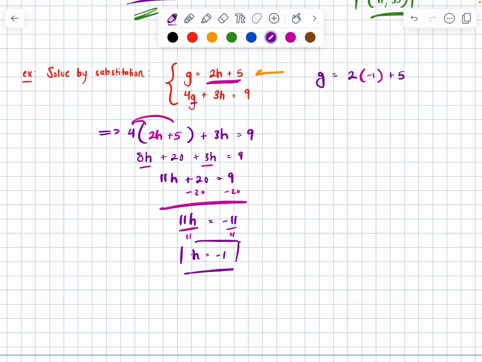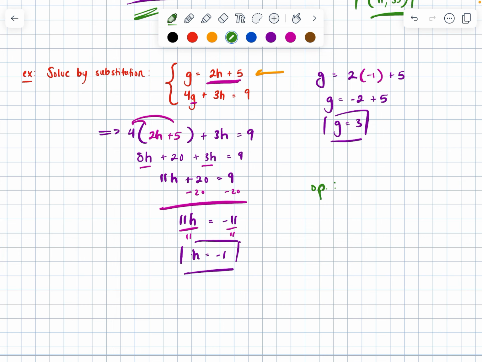You could, of course, use the other equation. It doesn't matter. This one is just a little bit more efficient. So from here, I get g is equal to 2 times negative 1, which is negative 2, plus 5. Negative 2 plus 5 is equal to 3. So g equals 3 and h equals negative 1 as an ordered pair.